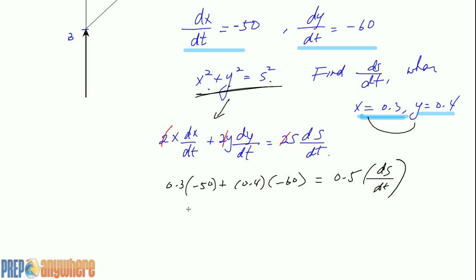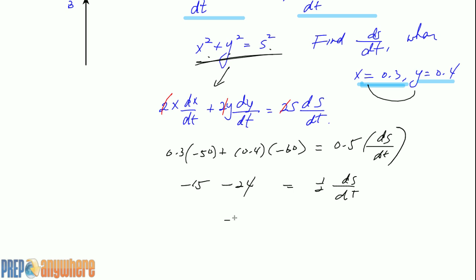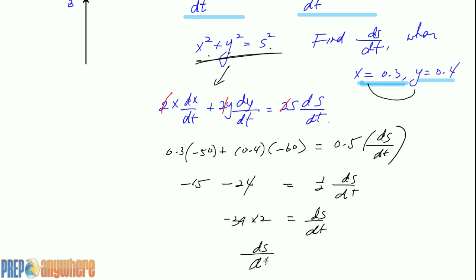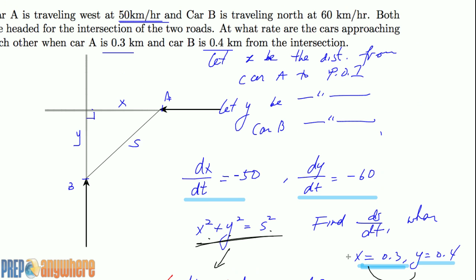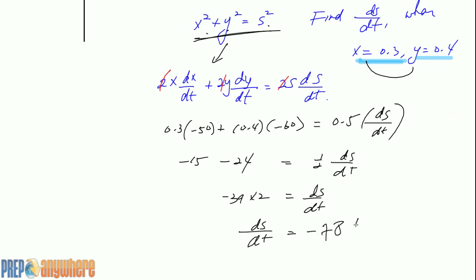So this is going to be minus 15. This is going to be minus 24. This is half. So that's minus 39 times by 2. So ds over dt is minus 78, and the units are kilometers per hour.